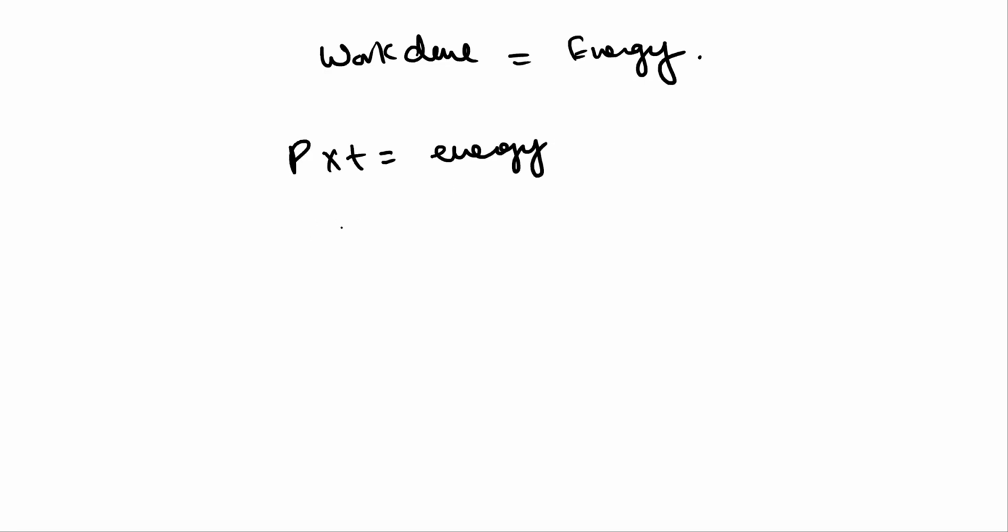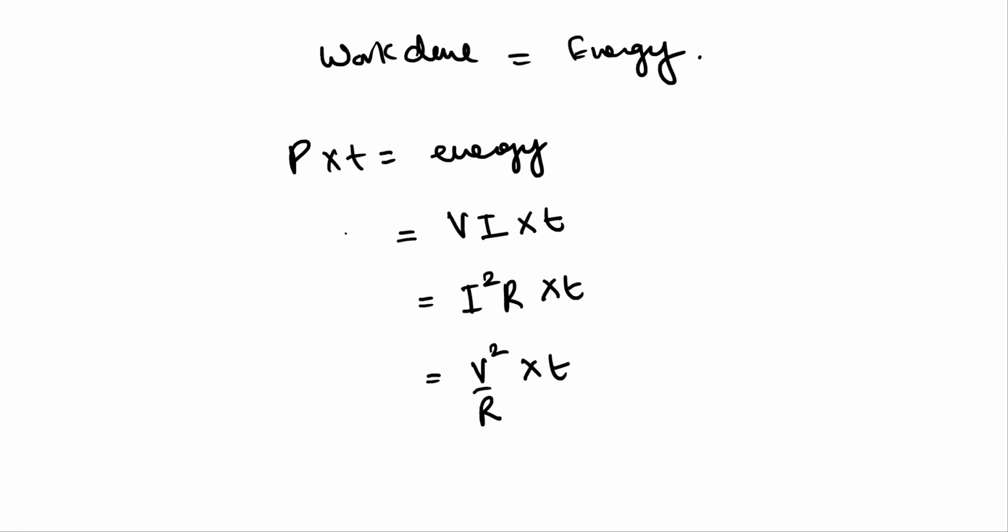So what are the formulas of power? We have power is equal to VI. We also have power is equal to I square R. And we also have power is equal to V square by R. So this is power. But if I multiply all by time, it will become energy, because power into time is energy. Generally this energy we have in the form of heat. So heat produced is equal to this one. Okay, you understood?